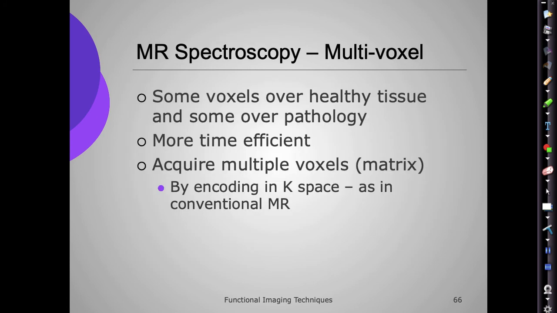Okay, now the other type of MRS is multivoxel. So instead of just one voxel, we're going to be using a grid of voxels over healthy tissue and some over the pathology. So each voxel within that multivoxel MRS is going to produce its own spectrum. This is going to be more time efficient. You're going to have greater signal from these images, which will produce a little bit more accurate spectrum. And we're going to be acquiring these multivoxels almost in the same manner as we encode K-space for conventional MRI.